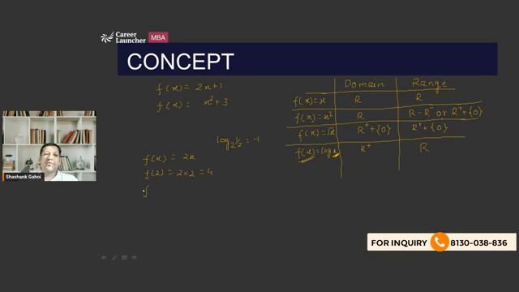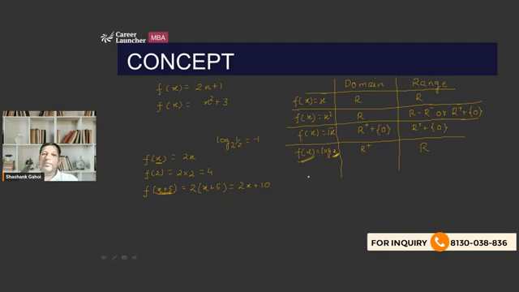But if the question asks, what is the value of f(x plus 5), then what am I going to do? It is going to be 2 times, this is x, but instead of x, I need x plus 5. So I am going to replace x by x plus 5. So it is going to be 2x plus 10.